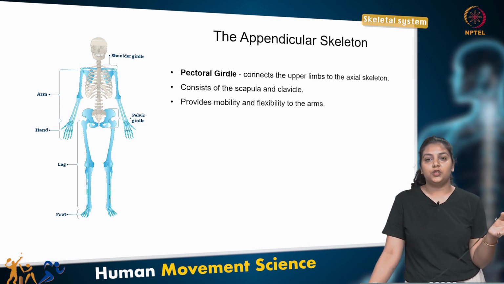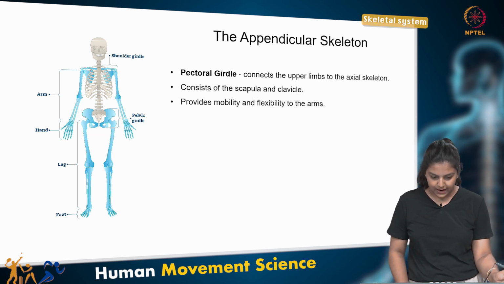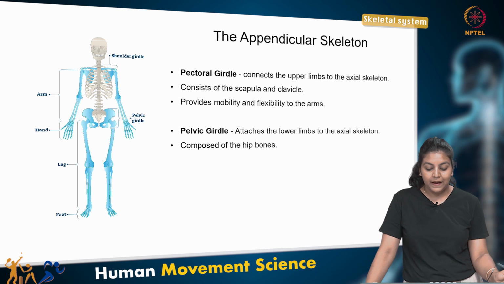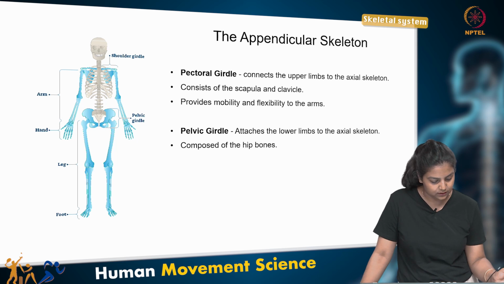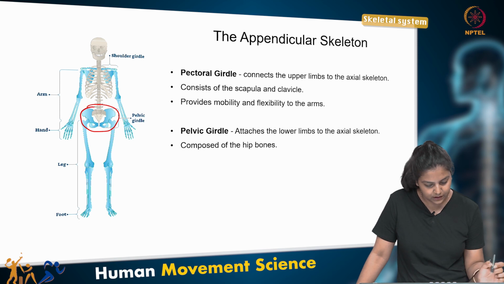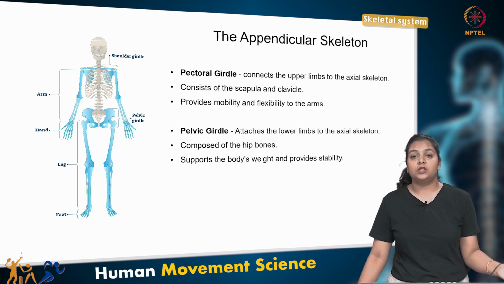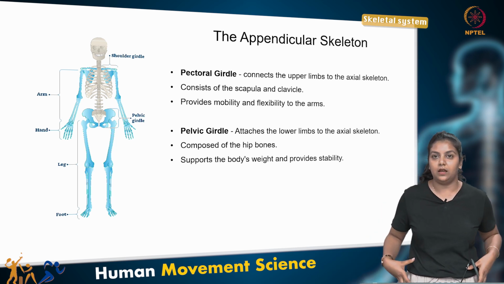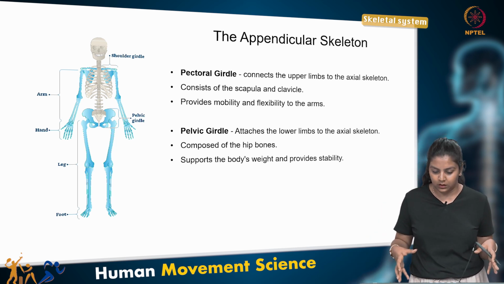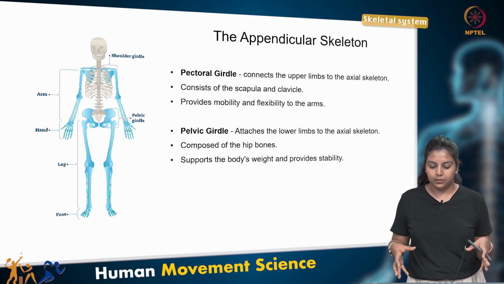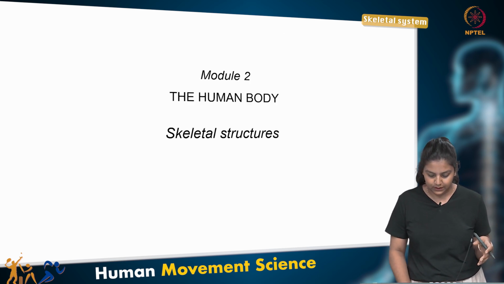Its key function is to provide mobility and flexibility to the arms that it is attaching to the axial skeleton. So the pelvic girdle attaches the lower limbs to the axial skeleton. So that's the pelvic girdle. Its function is to support body weight and provide stability. As we know, the hip bones take most of the weight of the body, and the pelvic girdle that it attaches to provides support and stability.